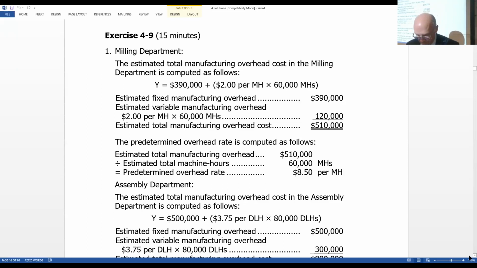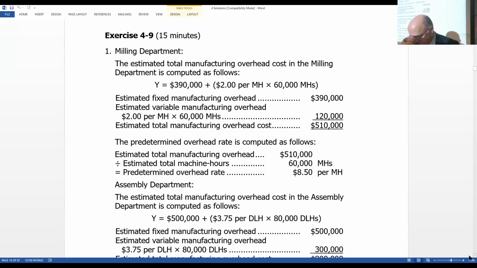Page 144. So the first requirement for number 9, compute the predetermined overhead rate to be used. Second requirement, assume that the overhead rates you computed in requirement 1 are in effect. The job cost sheet for job 407, which is started and completed during the year. Compute the total manufacturing cost assigned. So that's the second one. Third one, would you expect substantially different amounts of overhead costs to be charged to some jobs if the company used a plant-wide overhead rate based on direct labor hours instead of using departmental rates?